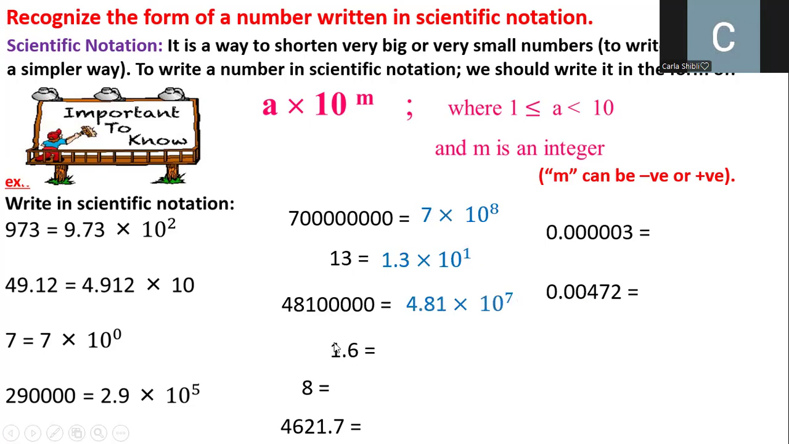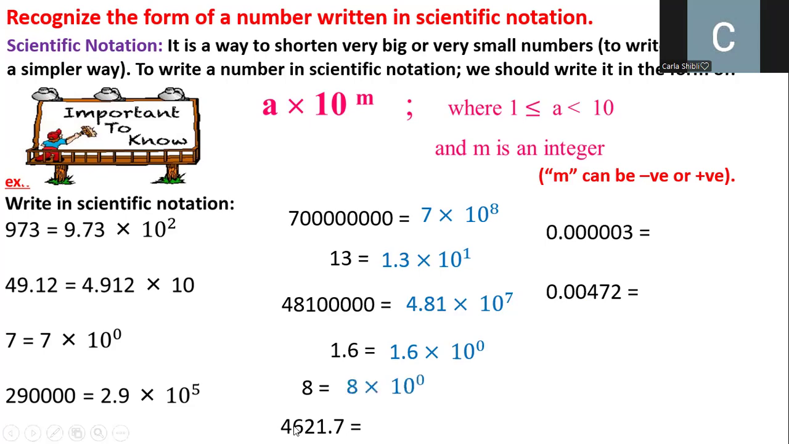1.6, is it a number between 1 and 10? Yes. So the point should not be moved. So I multiply by 10 to the power 0. 8, is it a number between 1 and 10? Yes. So I should keep it as 8. So I write 8 times 10 to the power 0 since I'm not moving the point anywhere.